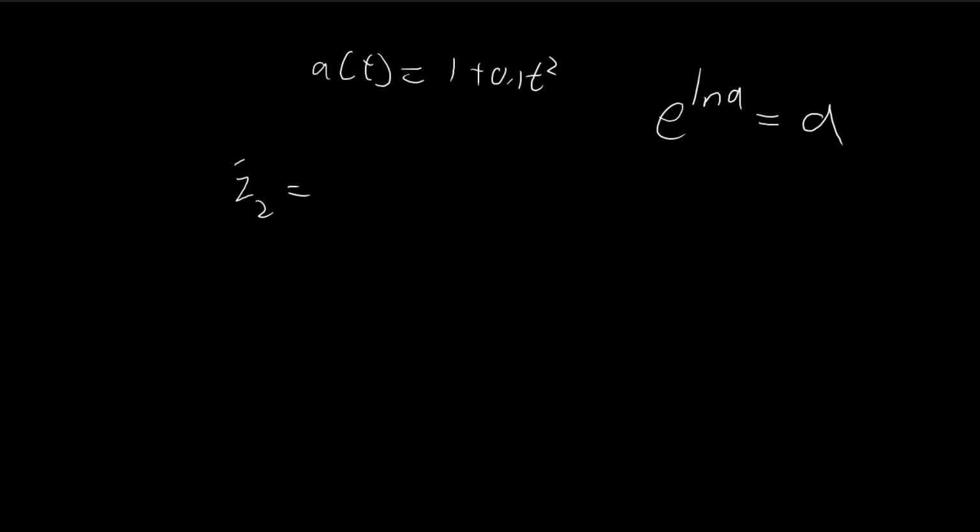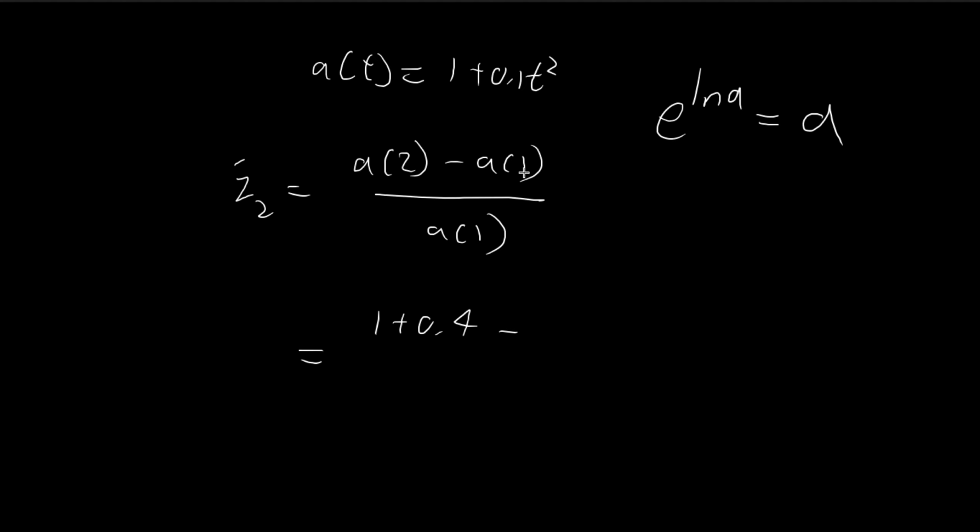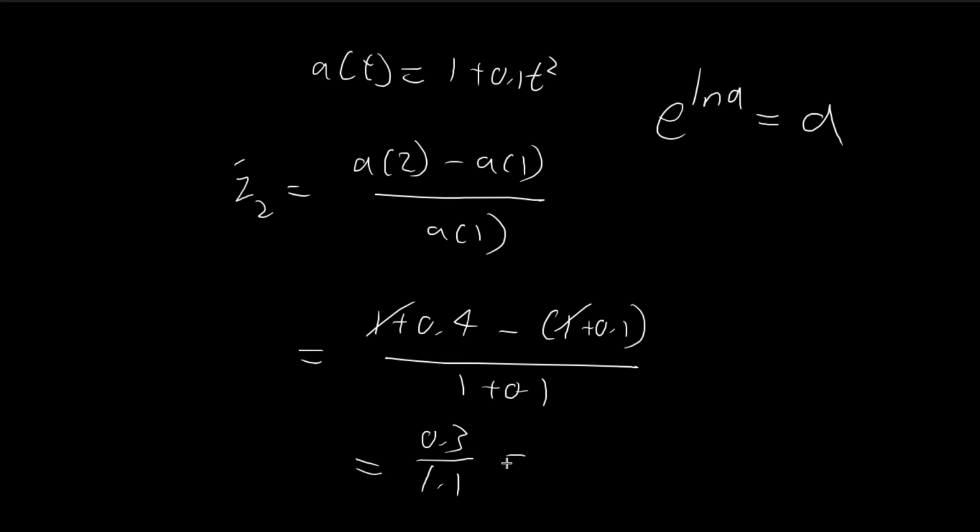So going back to our original problem, we would like to find i2. We can just substitute 2 inside, so we get 1 plus 0.4. Substitute 1, we get 1 plus 0.1. At the bottom, we get 1 plus 0.1. So the ones cancel out, you get 0.3 over 1.1. So i2 is equal to 3 over 11, which is equal to 0.272727 all the way to infinity. So this is question 4.